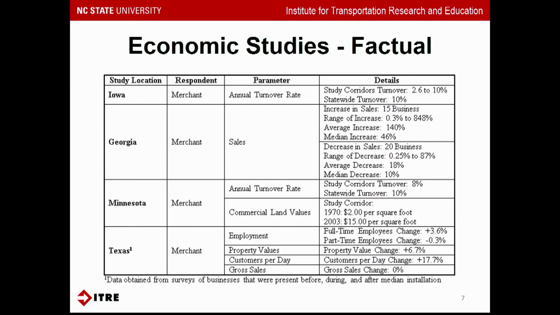Some of the factual-based studies, you'll see, roughly it seems to be a wash. So if you look here in Georgia, the increase in sales was somewhere between X and X percent, but it's basically about the same thing for a decrease, so that tends to be a wash. You're seeing the study corridors turnover here in Minnesota of about 8% turnover, but statewide is 10%. So it seems to be a wash when you look at sites versus the overall trend. Nothing really stands out that shows major negative or major positive.